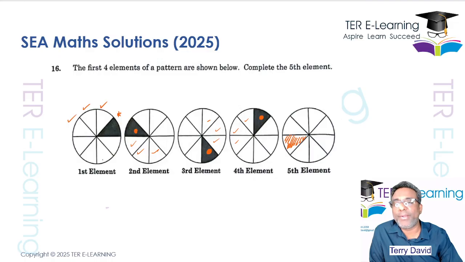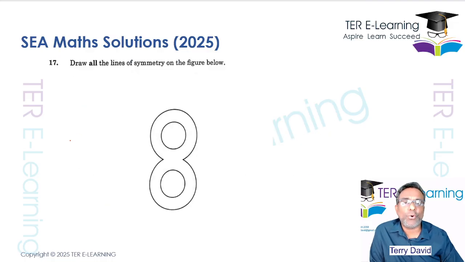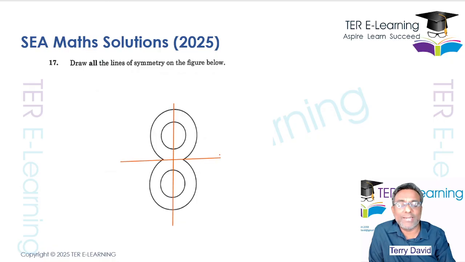Let's see what else we have here. Draw all the lines of symmetry. So think of lines of symmetry as if I were to draw this line and I were to fold the paper, my left and right, or top and bottom needs to line up exactly. So if I were to cut this 8 down like this, then that will be one possible line of symmetry. If I were to also go across like this, this is another possible line of symmetry. So if I fold the paper along those lines, I will get my left and right to line up or top and bottom to line up.